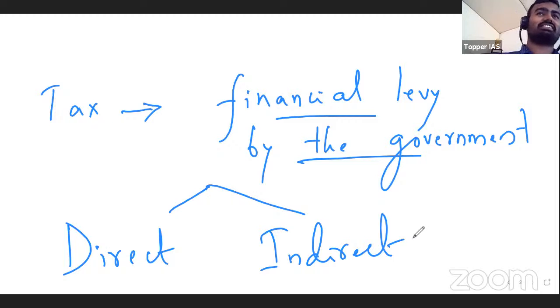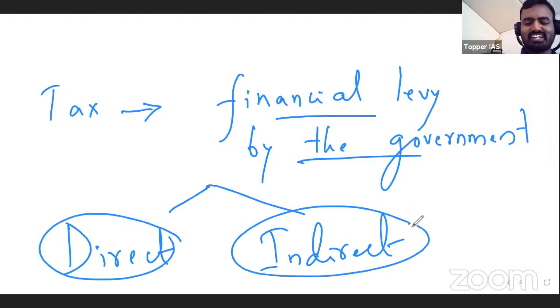Then indirect tax, how is it indirect? All manufactured products, the customer pays for the product directly. Okay, it shows you all have an idea of direct and indirect taxes.